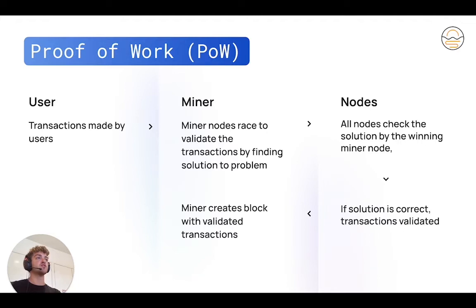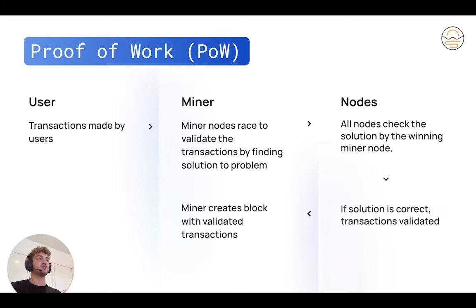Proof of work was the first consensus protocol to be used on a blockchain network, Bitcoin. Proof of work aims to solve the consensus problem by making miners use time and energy to validate transactions. Let's follow the transaction process for a proof of work blockchain to see how it works. So, once a transaction is made by a user, it is signed using their private key.